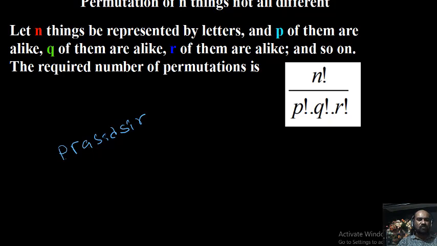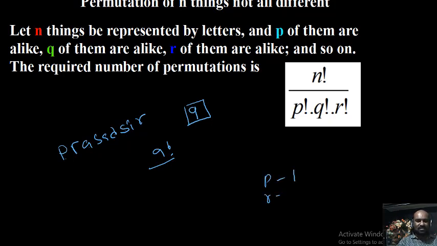1 2 3 4 5 6 7 8 9. By using these 9 letters, how many 9-letter words can you create? So what is the answer? 9 factorial, divided by, now you want to identify the like things.